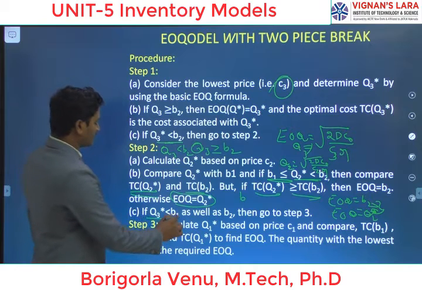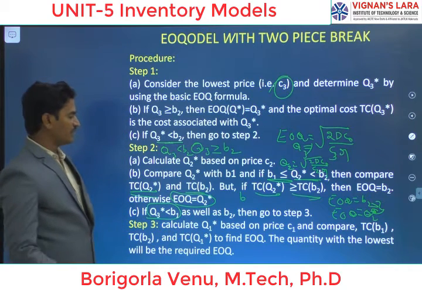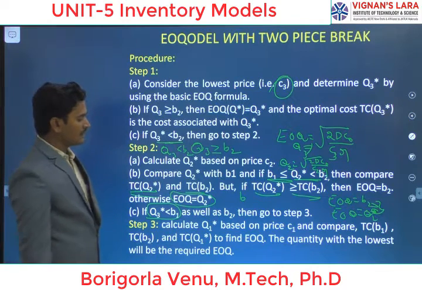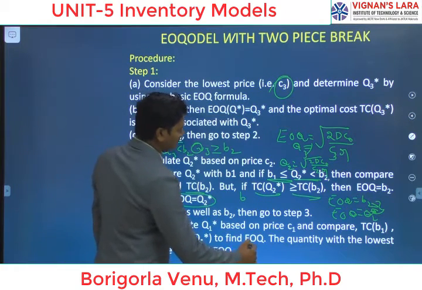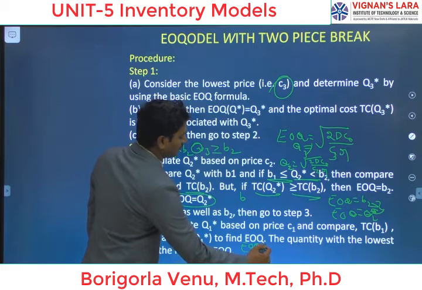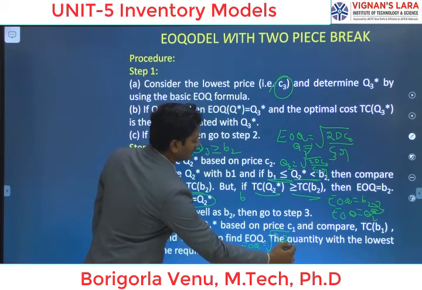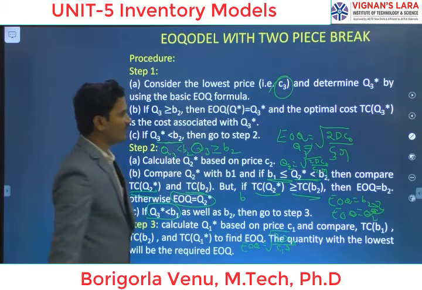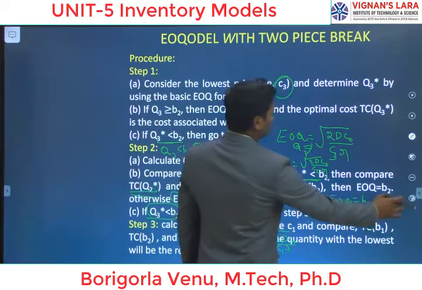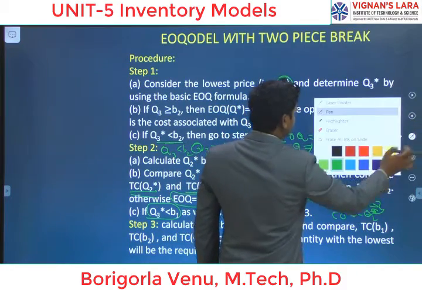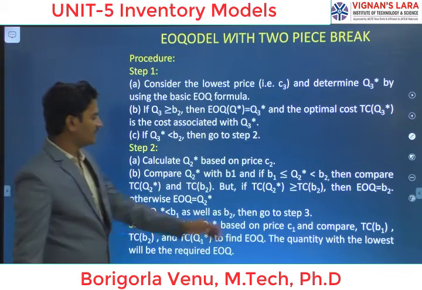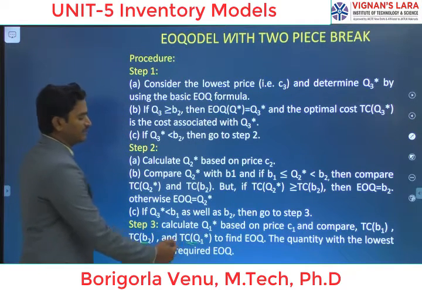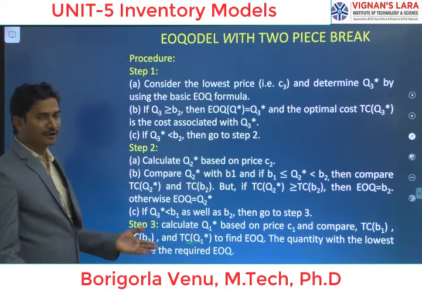Then if Q3 is less than B1, we go to step 3. In step 3 again we calculate the EOQ based on the cost C1, that is EOQ equal to the square root of 2DC0 by C1R. From this formula we calculate the EOQ value. After that we compute TC B2 and TC Q1, calculating and comparing them.